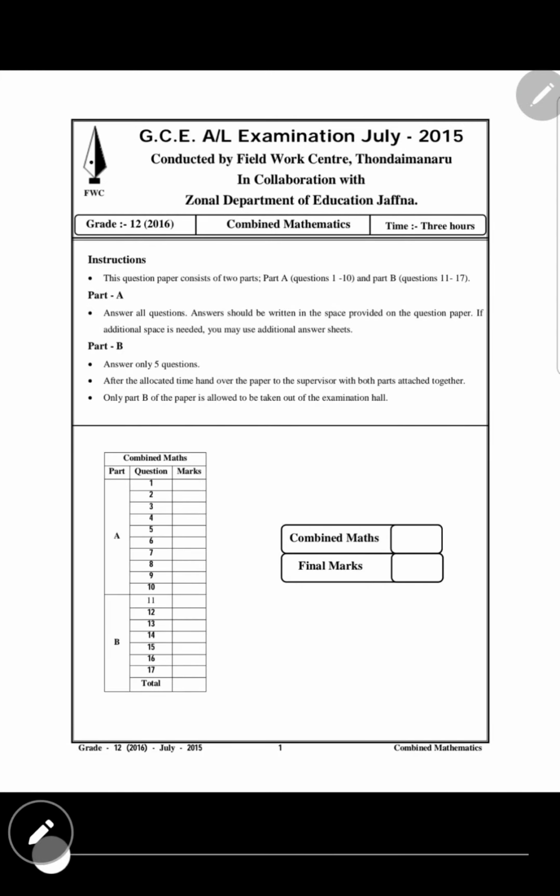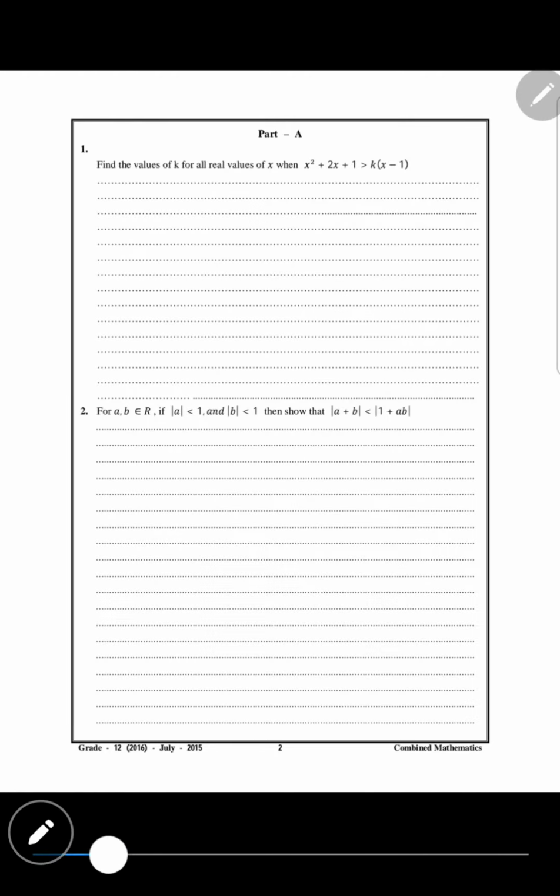GCE A-level examination, July 2015. This is a Jaffna zonal paper. Let's start with the first question. Find the values of k for all real values of x. X square plus 2x plus 1 is greater than k times x minus 1.